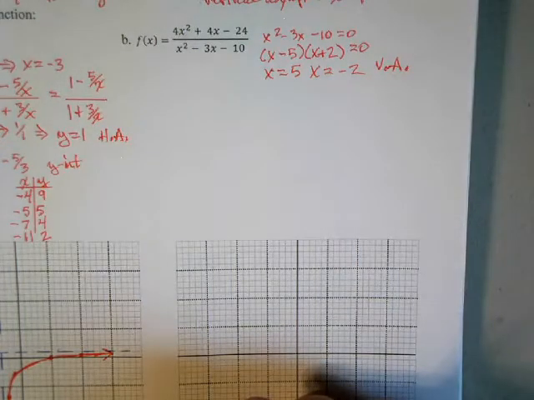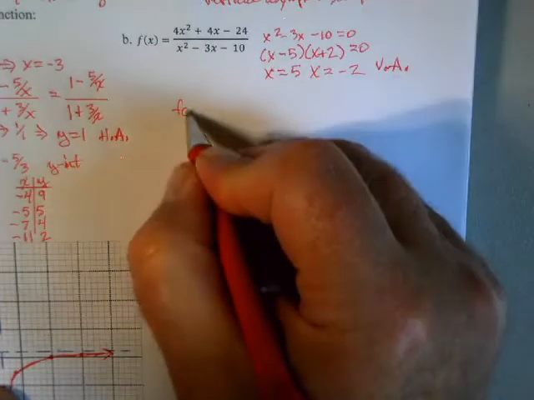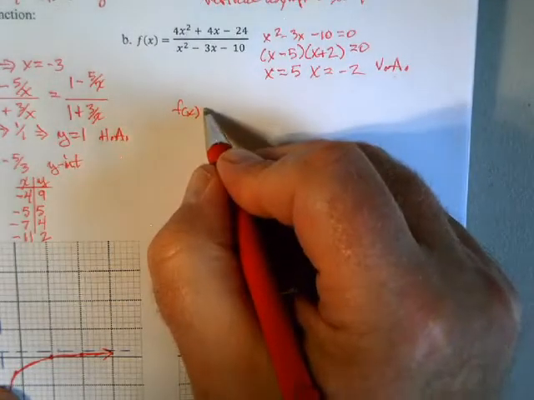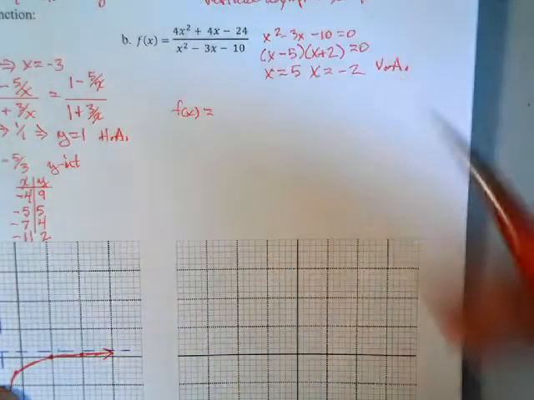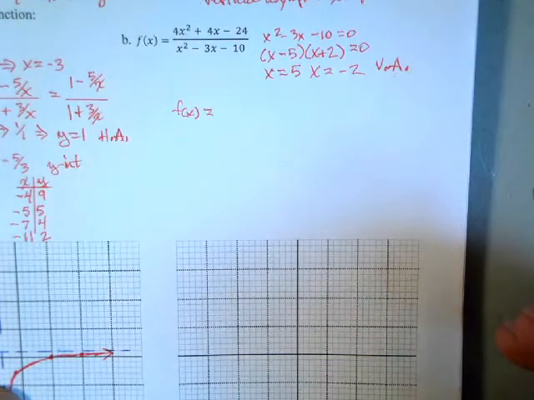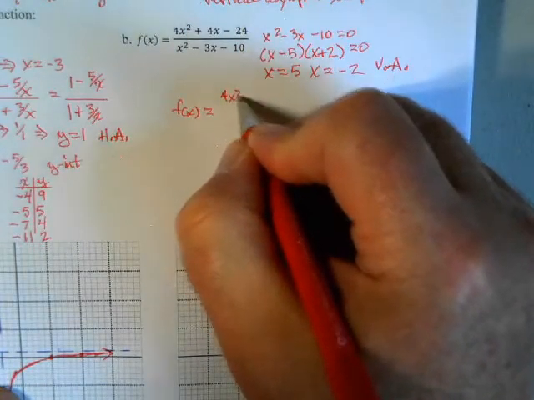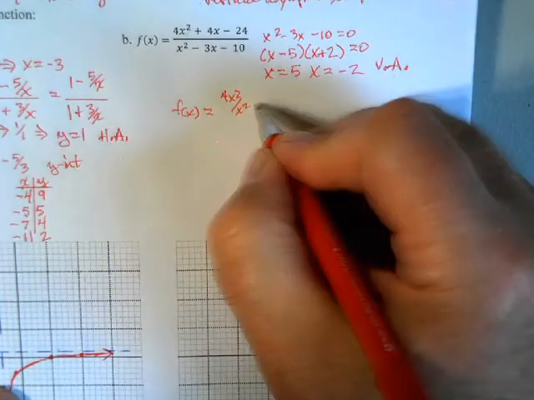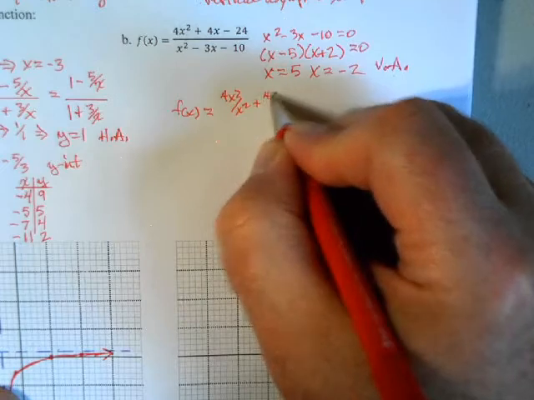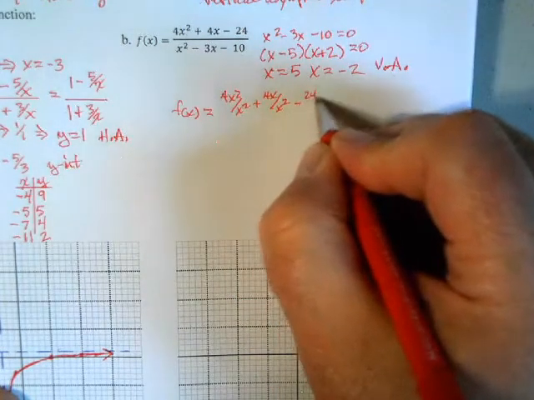So now we're going to take the function, and we're going to divide everybody by x squared because that's the biggest power, and they are the same in the numerator and denominator. So I'm going to get 4x squared over x squared plus 4x over x squared minus 24 over x squared. So all the terms in the numerator divided by x squared.